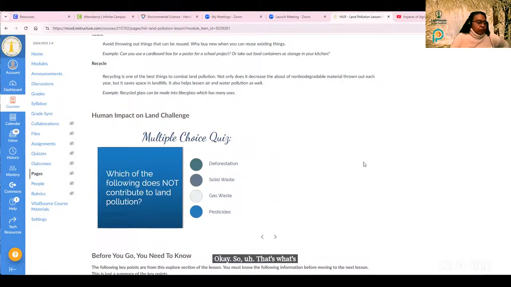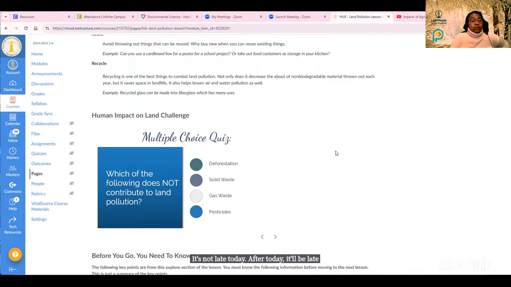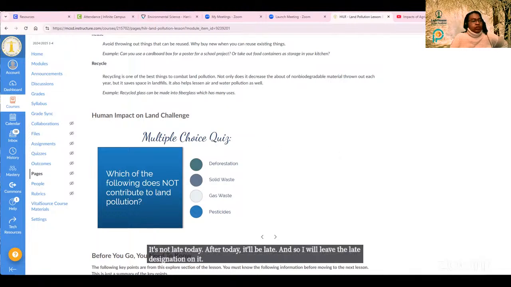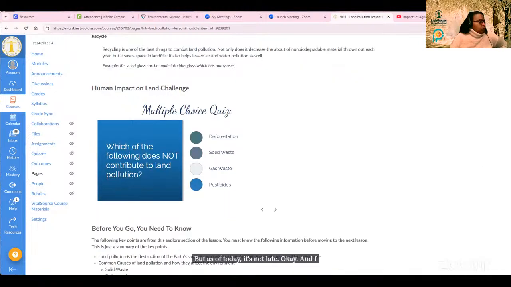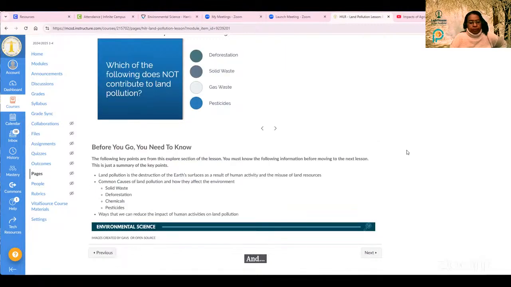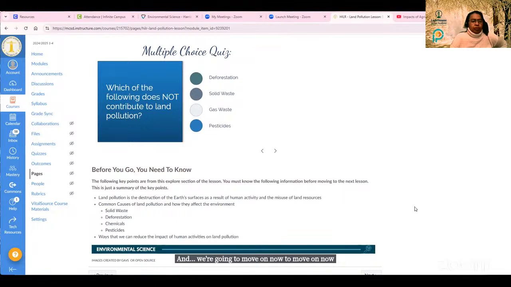I'll be looking at those later. If it says late, don't worry about it. It's not late today. After today, it'll be late, and so I will leave the late designation on it. But as of today, it's not late. Okay. And I did show one that was really good. And we're going to move on now to agriculture.